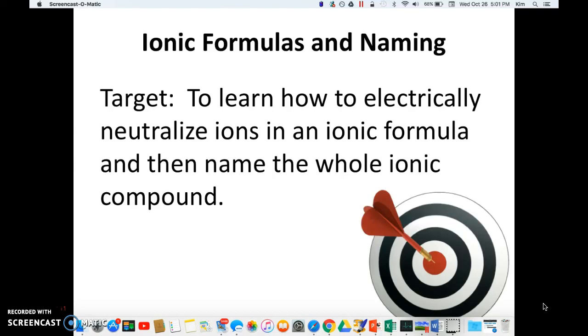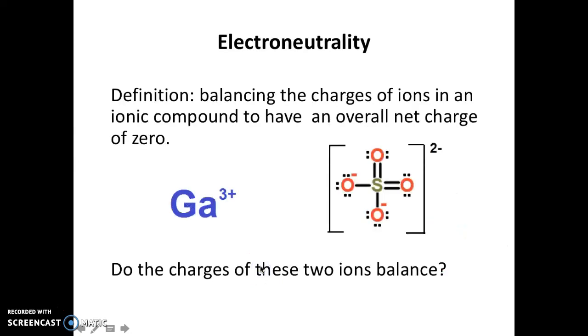So today's target is to learn how to electrically neutralize ions in an ionic formula and then name the whole ionic compound. So let's begin with the word electroneutrality. So what is electroneutrality? By definition, electroneutrality means balancing the charges of ions in an ionic compound to have an overall net charge of 0.